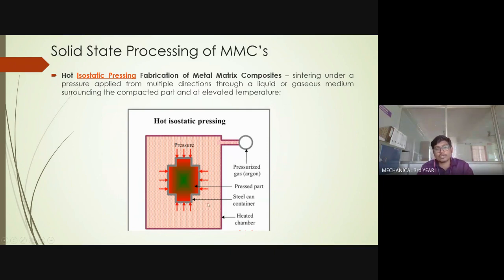In order to distribute the pressure evenly in all directions, you are going to use a gas, and predominantly we will be using argon gas in the case of isostatic pressing.